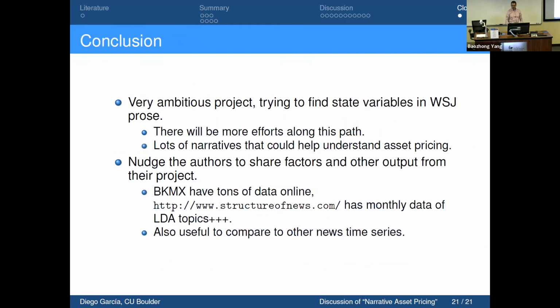Very ambitious project. Strongly recommended to read it. I am sure there's going to be a lot more papers along this path. I think news will eventually help us. These narratives that we have in the journal, that we have on TV, will help us try to understand asset pricing more generally. And I would ask the authors to actually share some of their output.